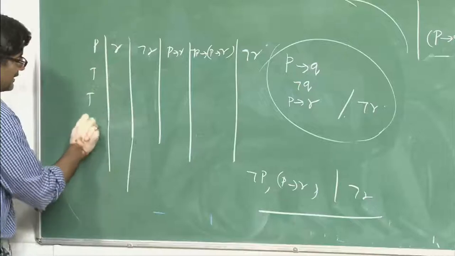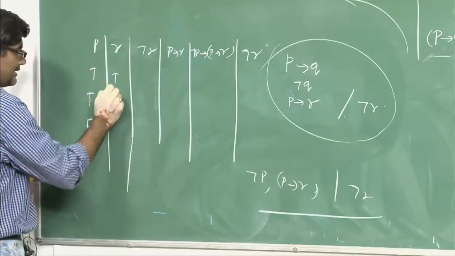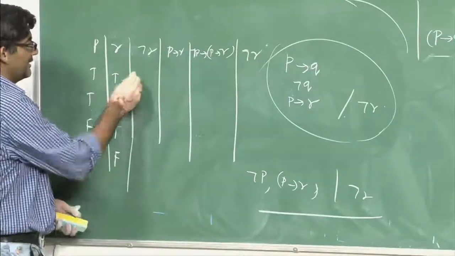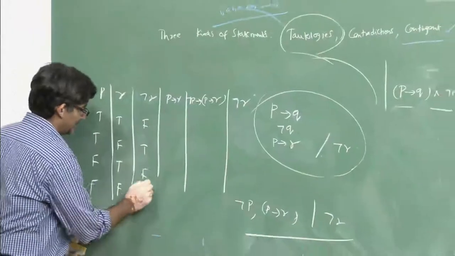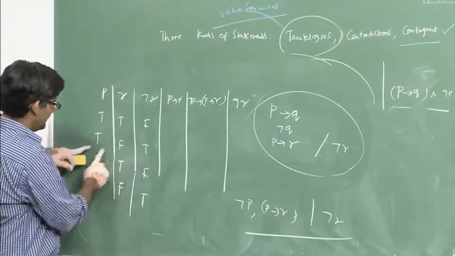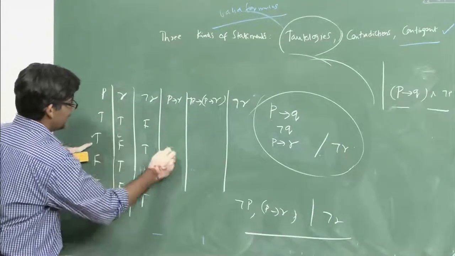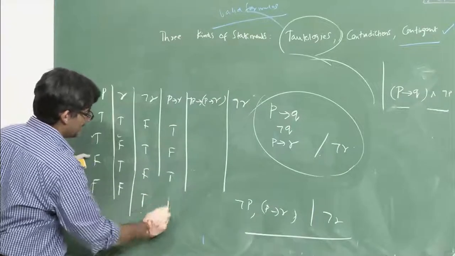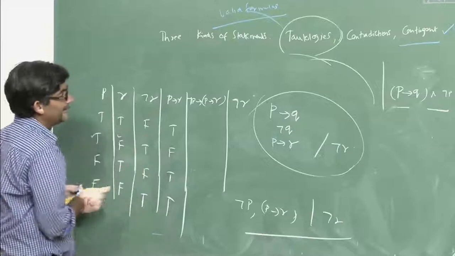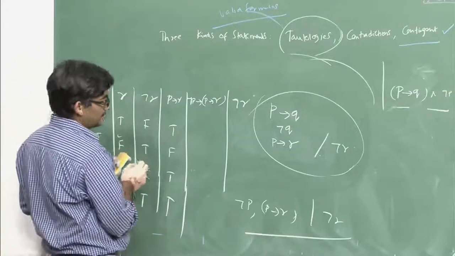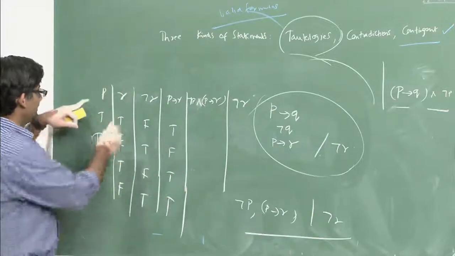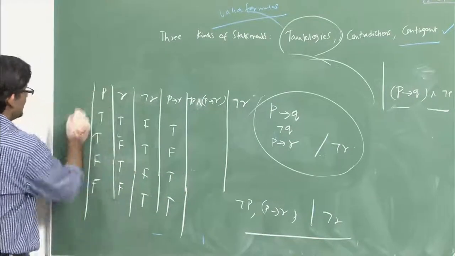So P is T T F F, R is T F T F. Then not R is F T F T. This is not R. P implies R becomes false only in this case. In all other cases, it becomes T. So now not P, not R, P implies R. These are the things which we need to take into consideration.